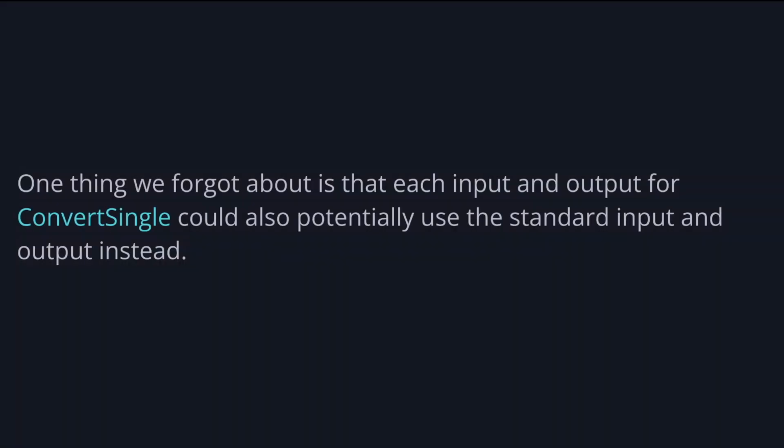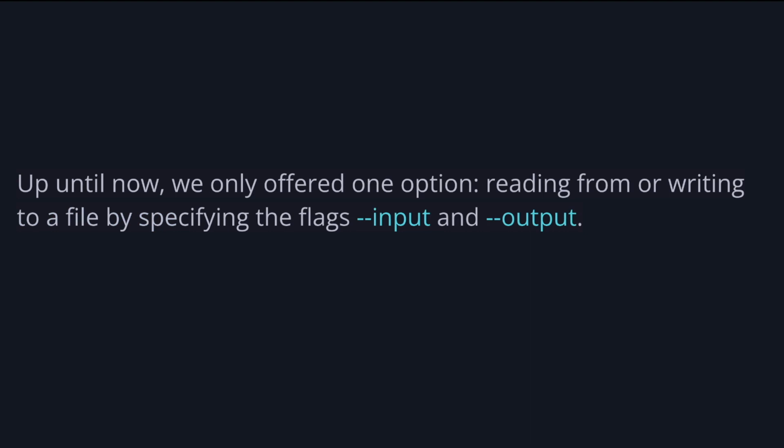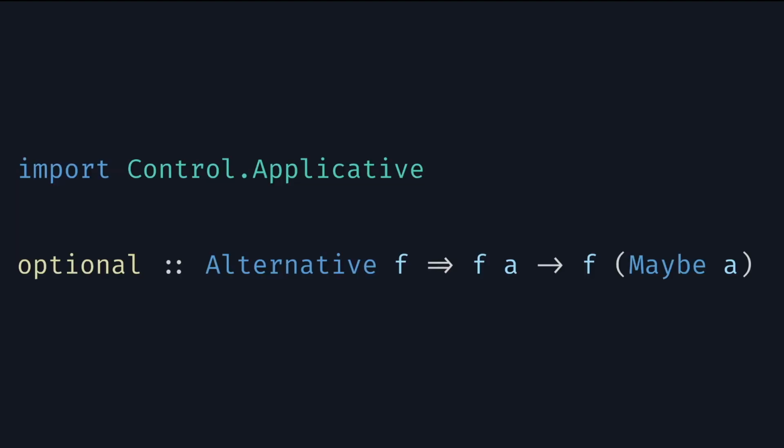One thing we forgot about is that each input and output for convert single could also potentially use a standard input and output instead. Up until now, we only offered one option, reading from or writing to a file by specifying the flags input and output. However, we would like to make these flags optional, and when they are not specified, use the alternative standard input or output. We can do that by using the function optional from Control.Applicative.